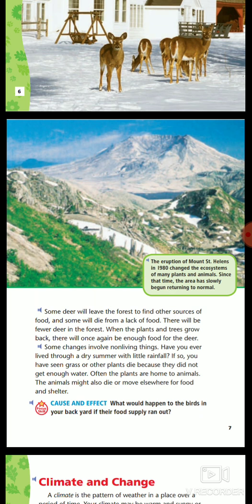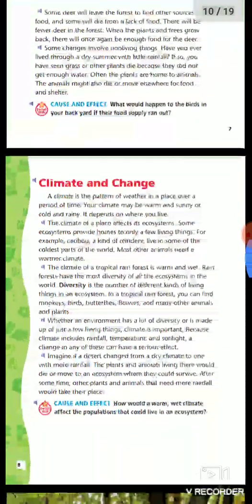Some changes involve non-living things. Have you ever lived through a dry summer with little rainfall? If so, you have seen grass or other plants die because they did not get enough water. Often the plants are home to animals. The animals might also die or move elsewhere for food and shelter.